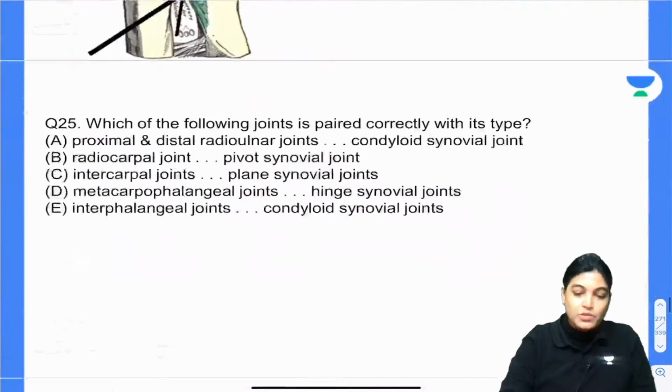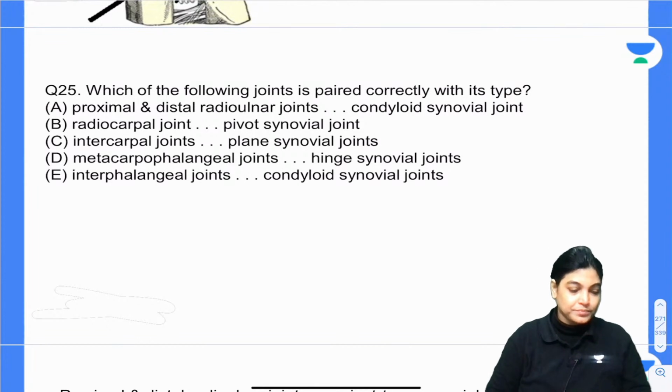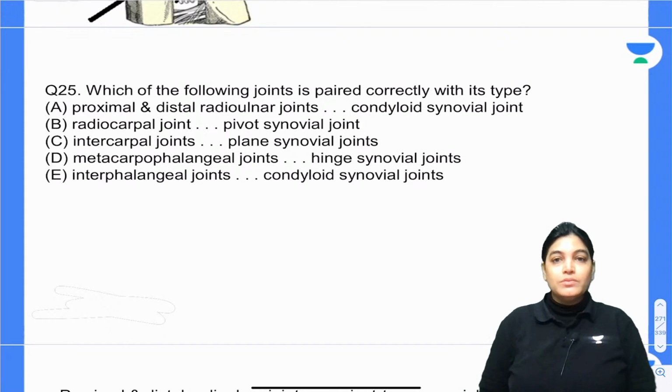Let us move on to the next question, number 25. Which of the following joints is paired correctly with the type of joint? A. Proximal and distal radioulnar joint, condyloid synovial joint. Radiocarpal joint is pivot synovial joint. Intercarpal joint is plain type of synovial joint, and metacarpophalangeal joint is hinge synovial joint. Interphalangeal joint is condyloid synovial joint. So, according to you, which is the correct answer?